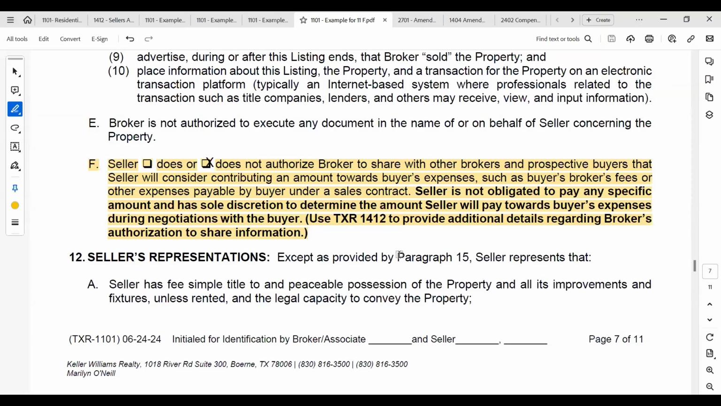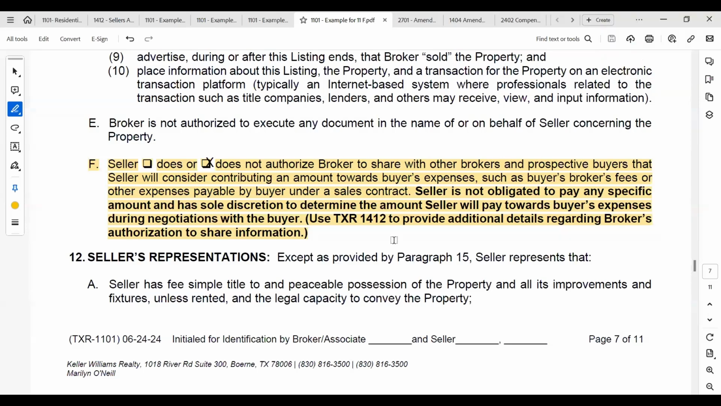Marilyn, did I hear you say that it's not compensation? Correct, it isn't. It's a contribution the seller may make to the buyer's expenses, such as buyer's broker fees. Correct. Why would a seller want to make a contribution versus a compensation? I have no idea.